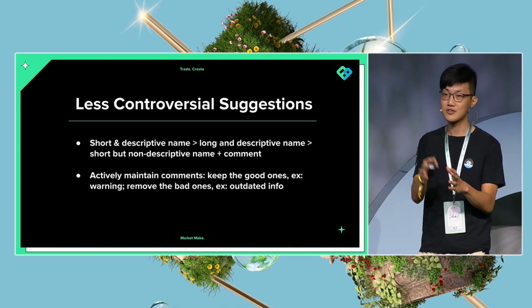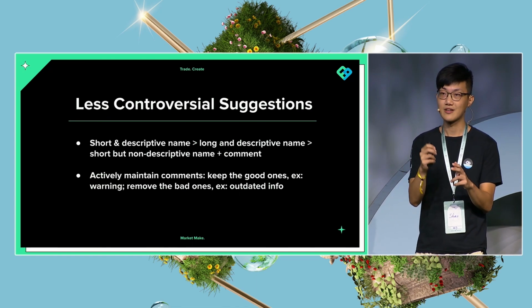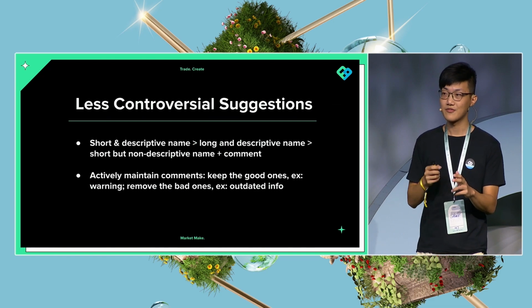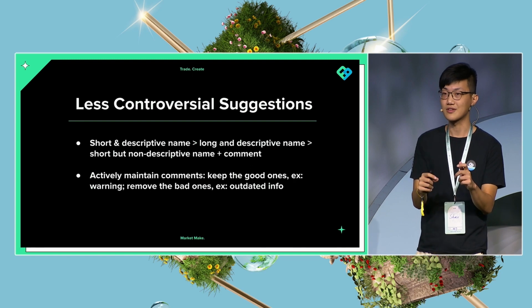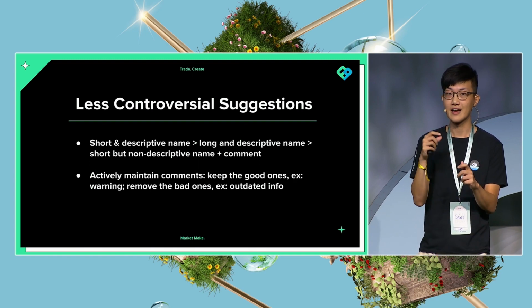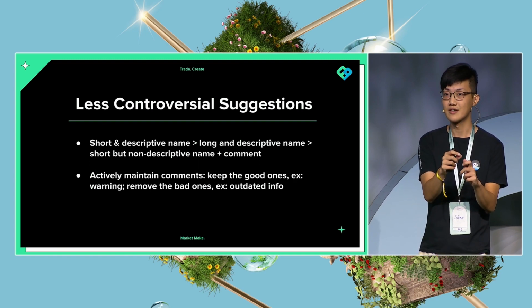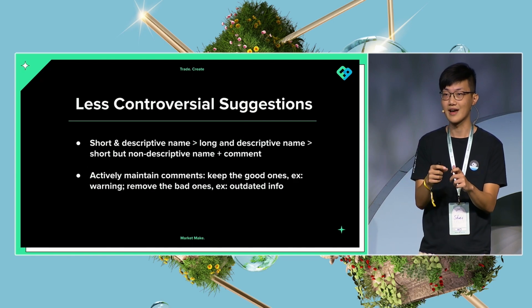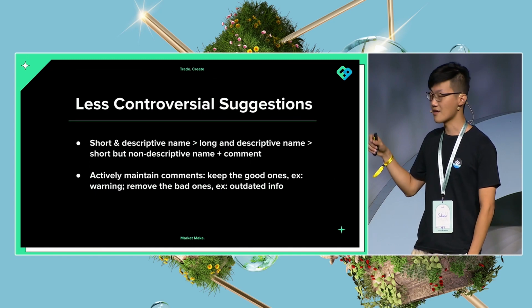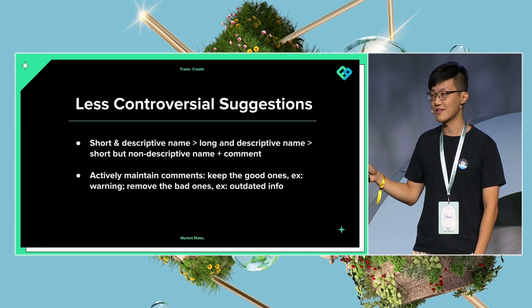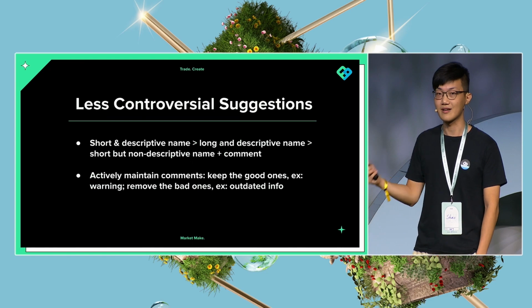So if there's a function that has some side effects, then you definitely want to add a line saying that you have to watch out for using this function because there can be side effects, and that can help the reviewer or the user to know that, okay, I have to pay extra attention to this function. So there are good and bad comments, and the key is to maintain them.